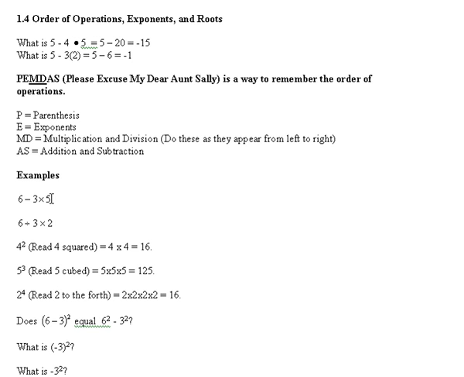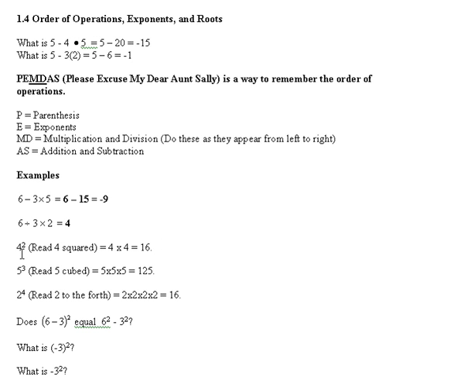So let's go ahead and do a couple of these. On this problem, we would have to do the 3 times 5 first, so it would be 6 minus 15, and 6 minus 15 is a negative 9. On this problem, we don't do the multiplication first. We do multiplication and division as they appear from left to right. So the correct answer to this problem is actually 6 divided by 3 is 2, and 2 times 2 is 4. And that would be the answer to that problem there.